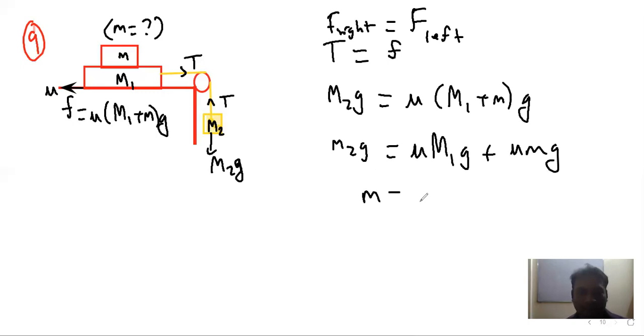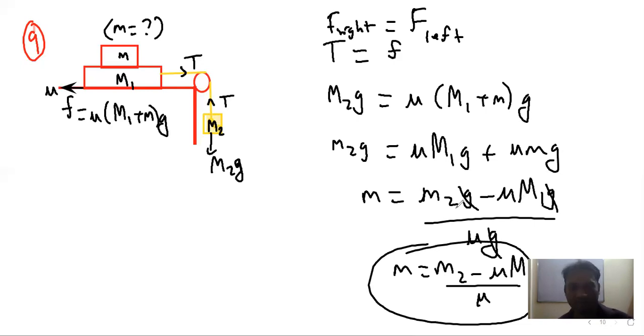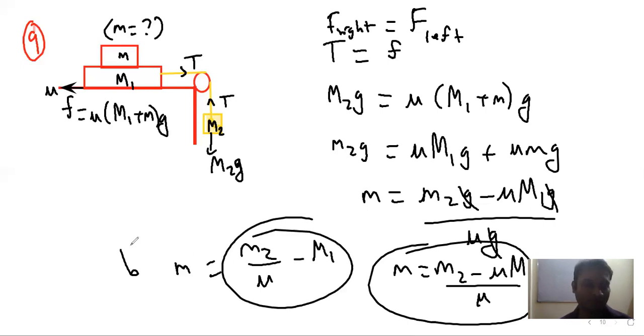So small m is (m2 g minus mu m1 g) upon mu g. So g cancels on both sides. Small m comes out to be (M2 minus mu M1) upon mu. So this is the value of small m. So the correct answer to this question 9 is option B, which is M2 by mu minus M1. So the correct answer is B option.